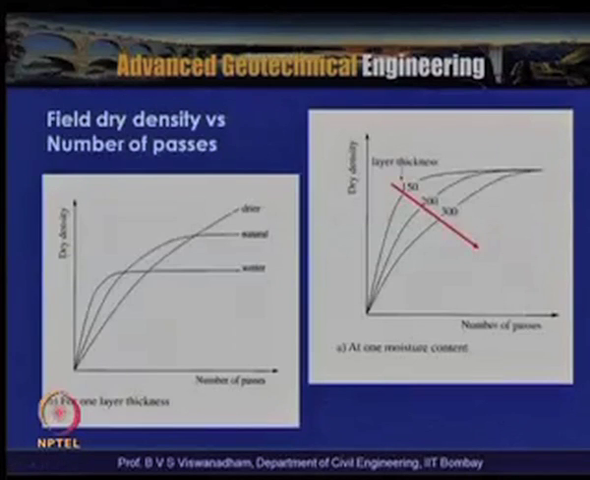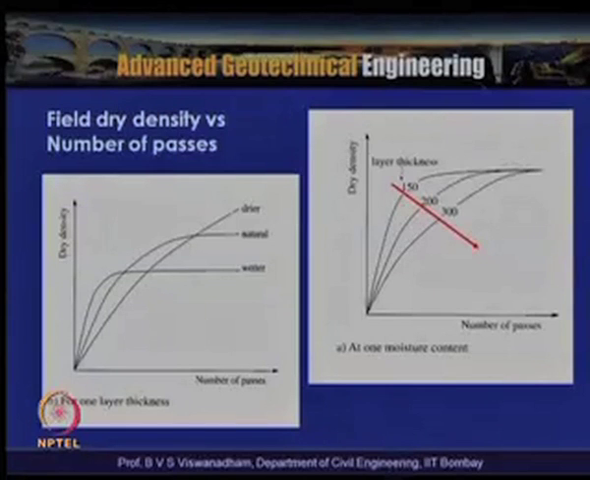And in this particular slide, field dry density versus number of passes is shown. If you have a wetter soil, the number of passes will not actually help, because as I said here, the pore water pressure increases and will not allow the soil to compact.